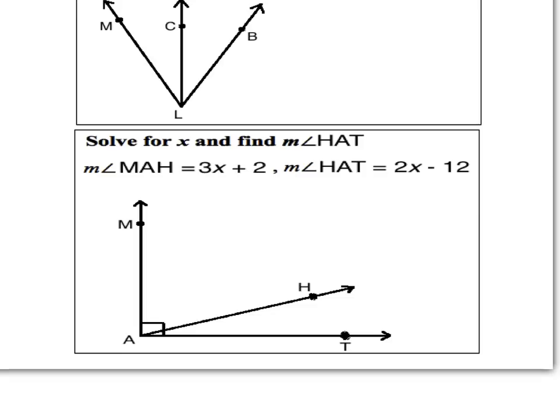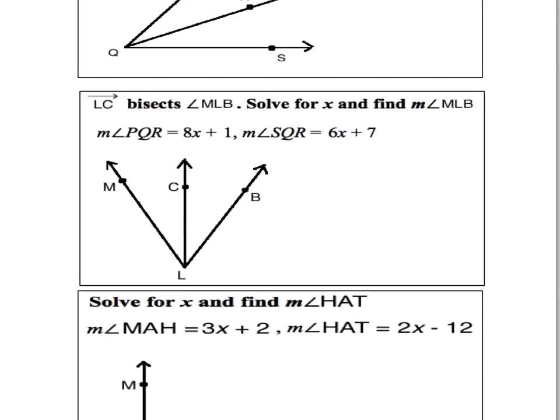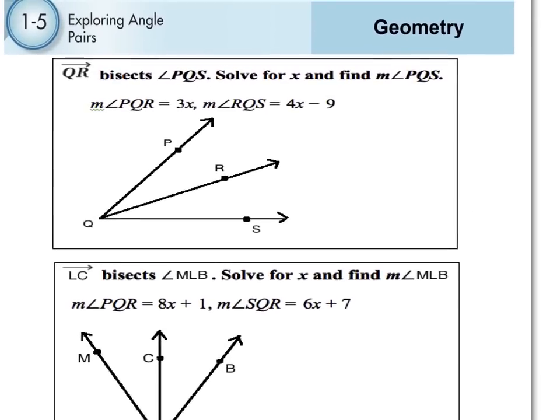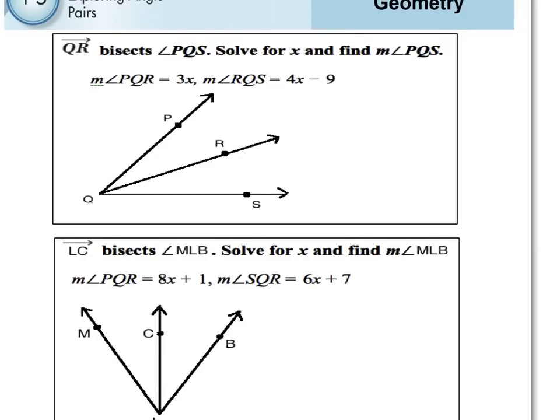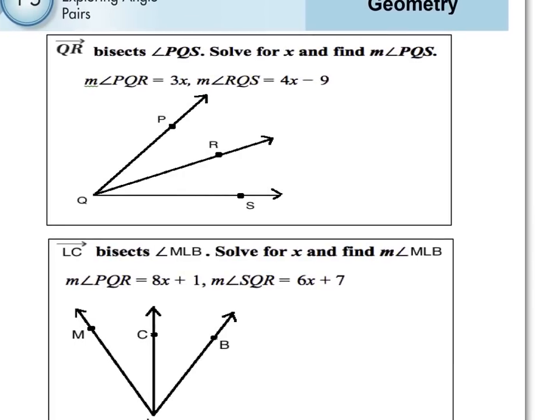Okay, now let's go through some of these examples here on the last page. Let's start with the first one. It says QR bisects angle PQS. Solve for x and find the measure of angle PQS. So it says angle PQR is 3x. So this guy right here is 3x. Angle RQS is 4x minus 9, and that's right there.